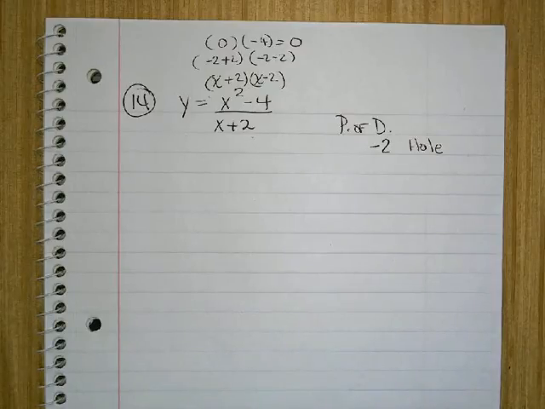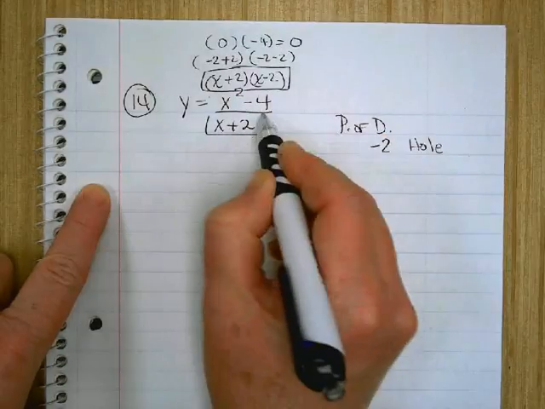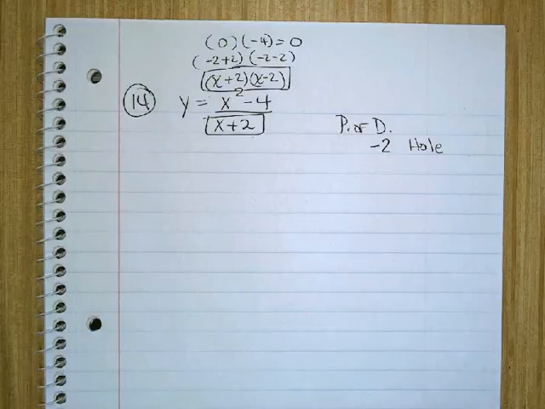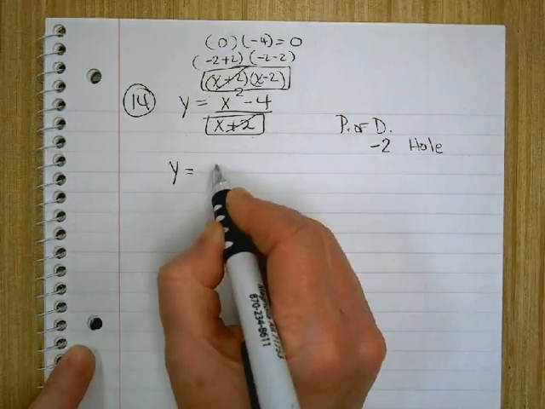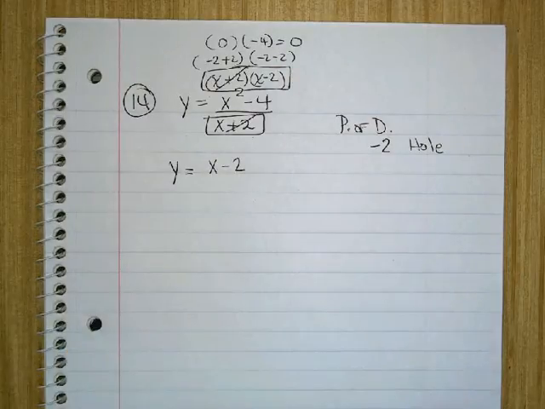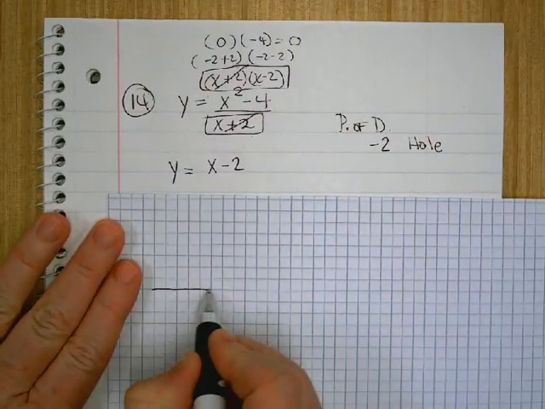Is there anything in the numerator that it has in common with the denominator? I want you to focus on this and this. X plus 2, so they will cancel. So my function is y equals x minus 2. Well, that is a linear. So this is what the graph would look like.